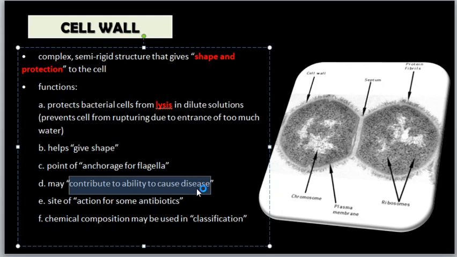Okay, next we have the site of action for some antibiotics. So, yung cell wall ng isang bacteria class ang inaatake ng antibiotics. The target of the antibiotic is to destroy the cell wall of the bacteria in order for it to die easily. Okay, next. Okay, tapos na. Chemical composition may be used in classification. Correct. Why?